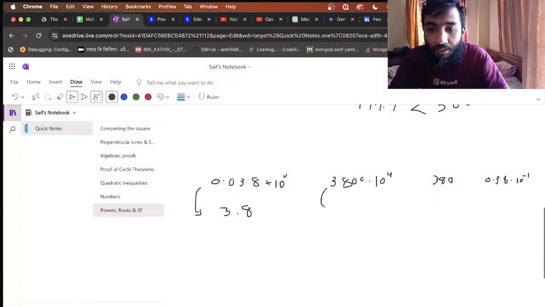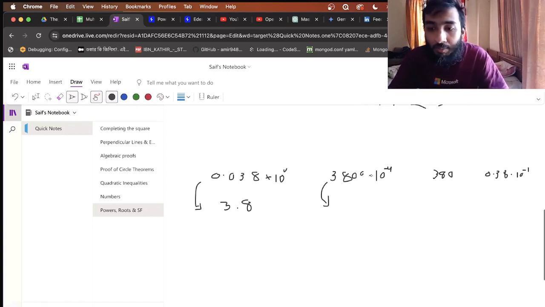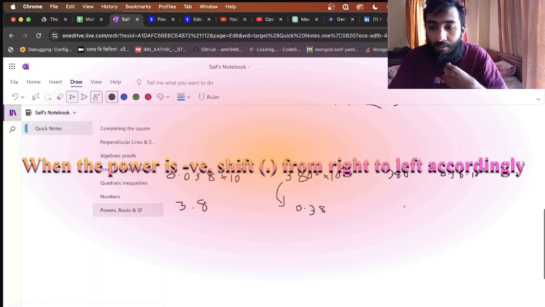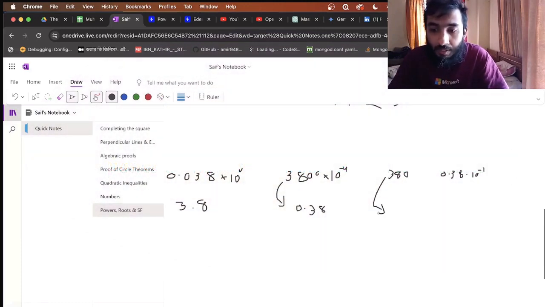So what is 3800 multiplied by 10 to the power minus 4? If the power is negative, then the point is shifted to the left according to the power. So if the power is minus 4, then it will be shifted 4 places. So 1, 2, 3, 4, 4 places. So it would be 0.38. This is the result. So in case of 380, it's represented as the number without powers.